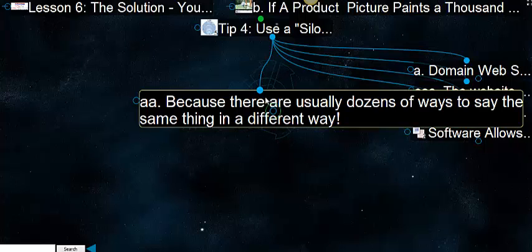Because there are usually dozens of ways to say the same thing in many different ways. Okay, there's more than one word or even group of words to talk about your product, or more importantly, to talk about the pain that people are actually typing in the search engines when they end up finding you on that page, that silo landing page.